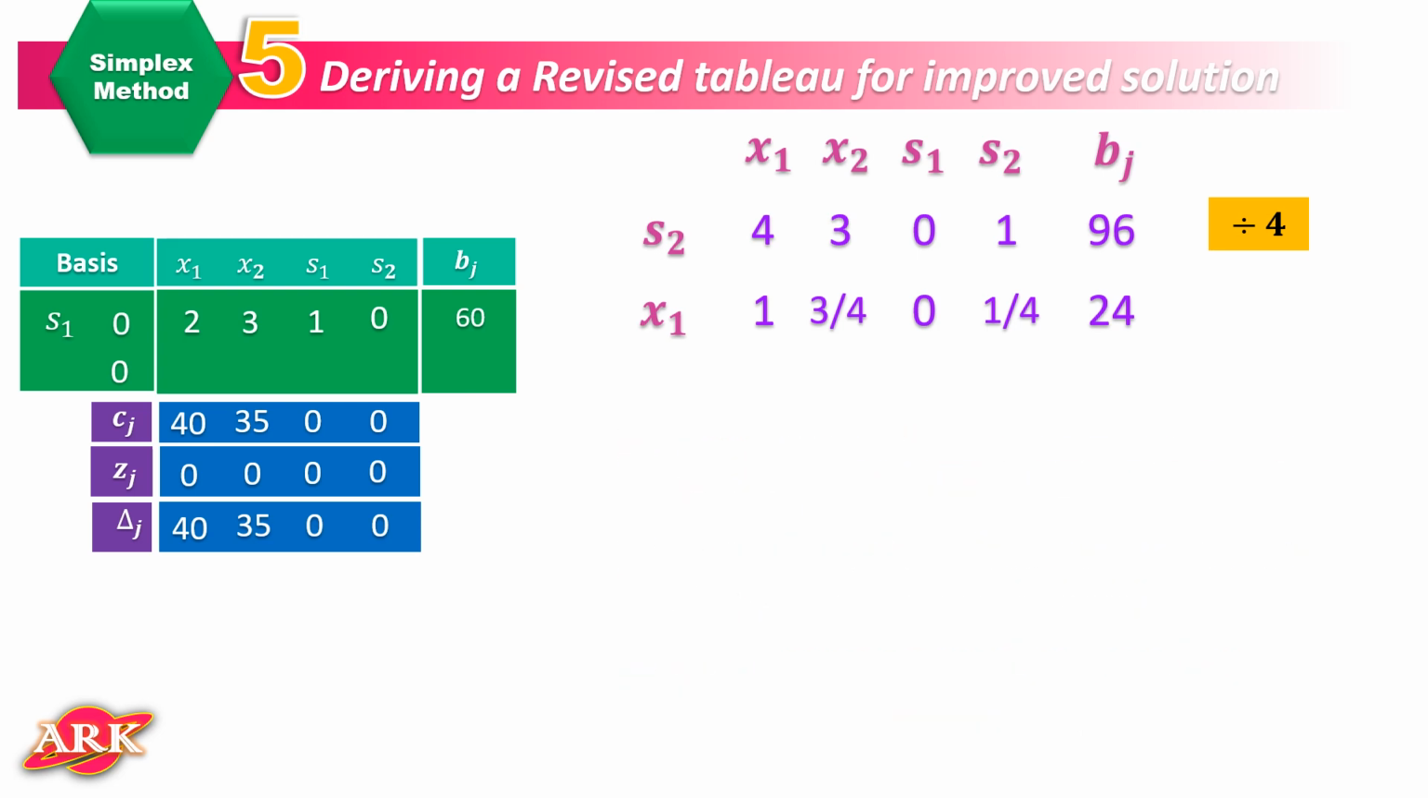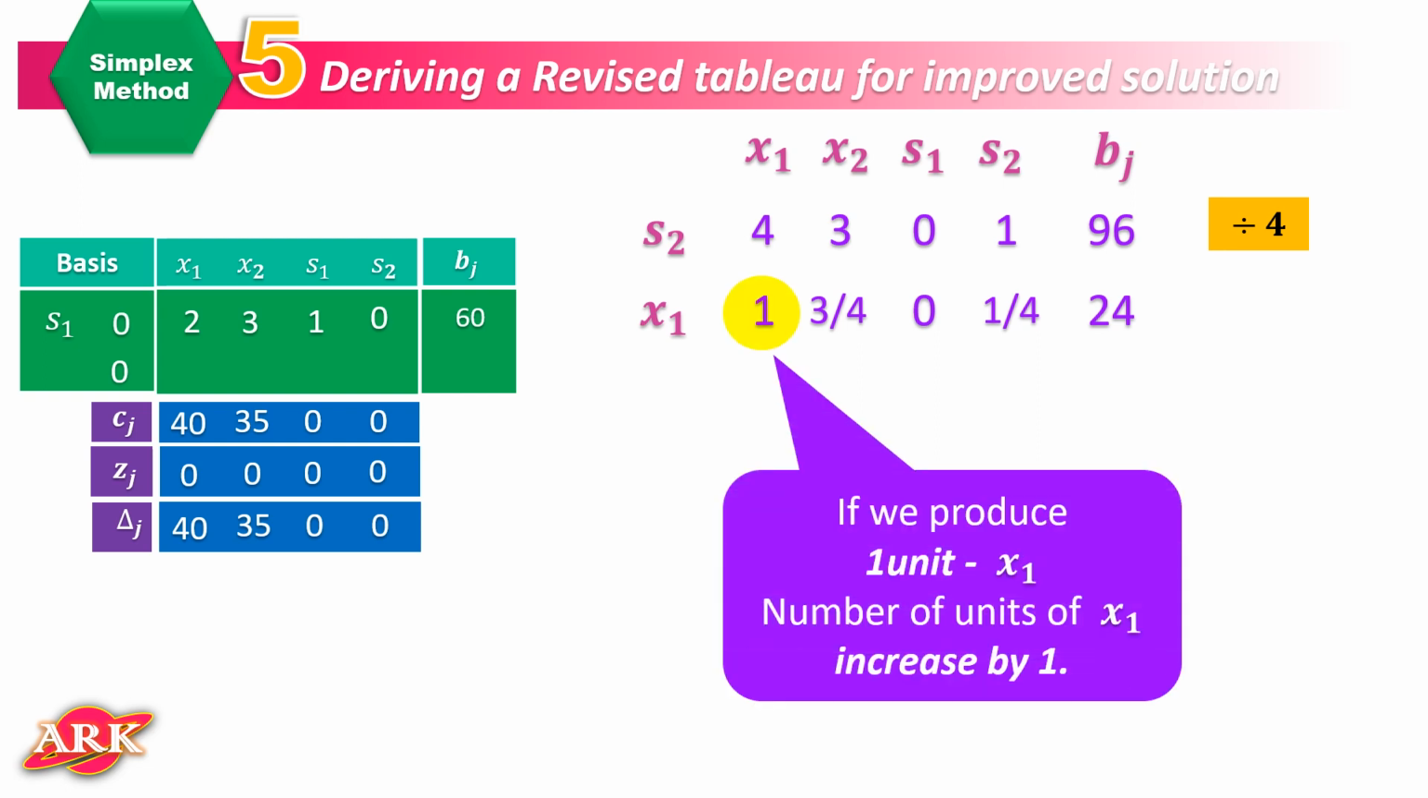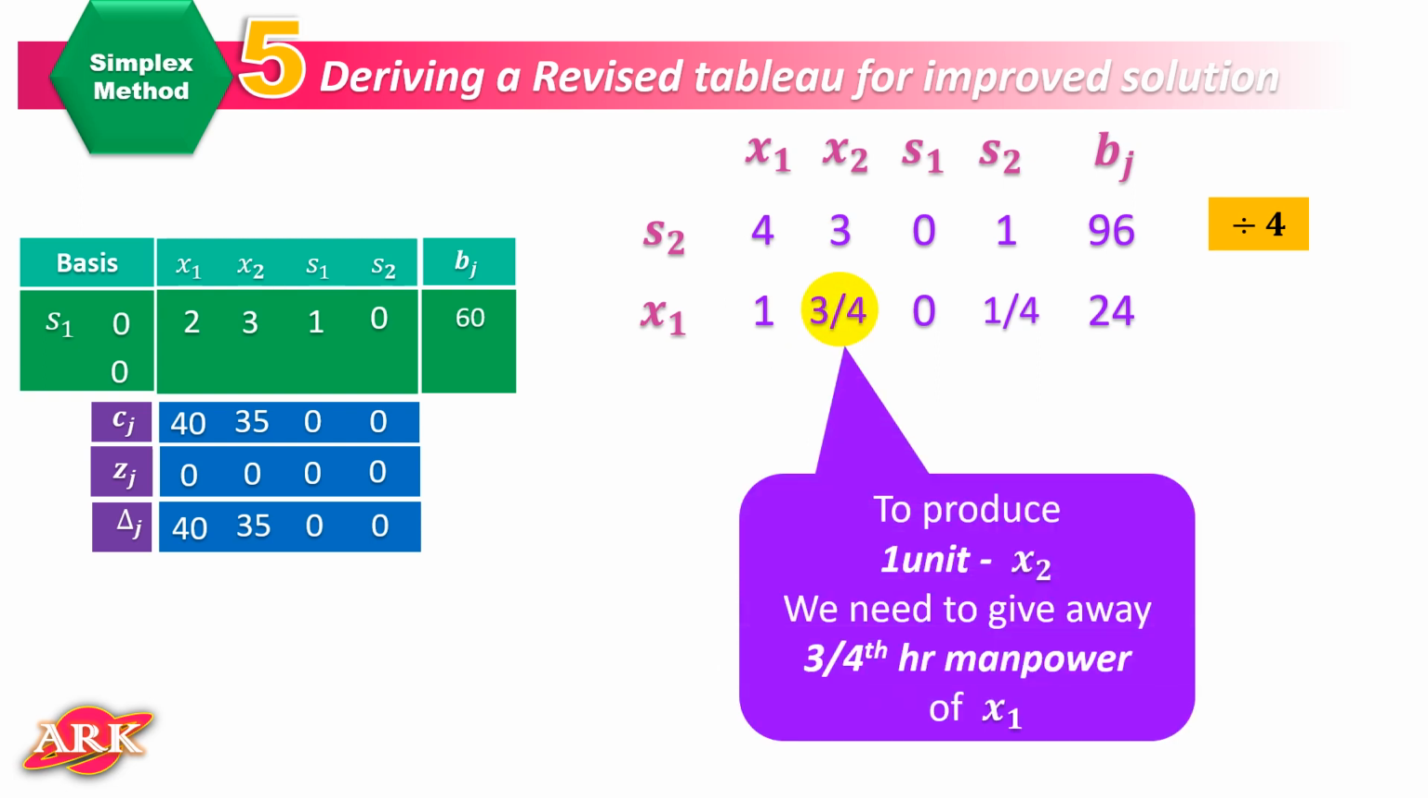Now let's understand what these values of X1 represent in reality. 1 represents that if we produce 1 unit of X1, the number of units of X1 increases by 1. That's why X1 and X1 have a common 1. 3 by 4 represents that to produce 1 unit of X2, we need to give away 3 by 4th hour of manpower, which is required for producing 1 unit of X1.